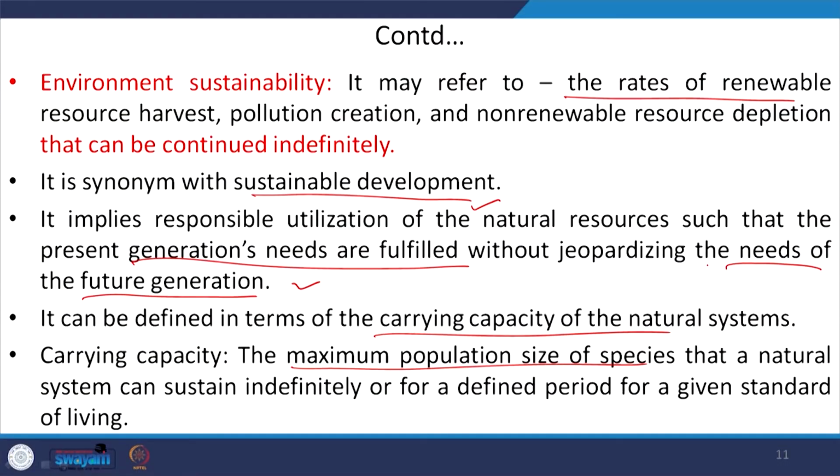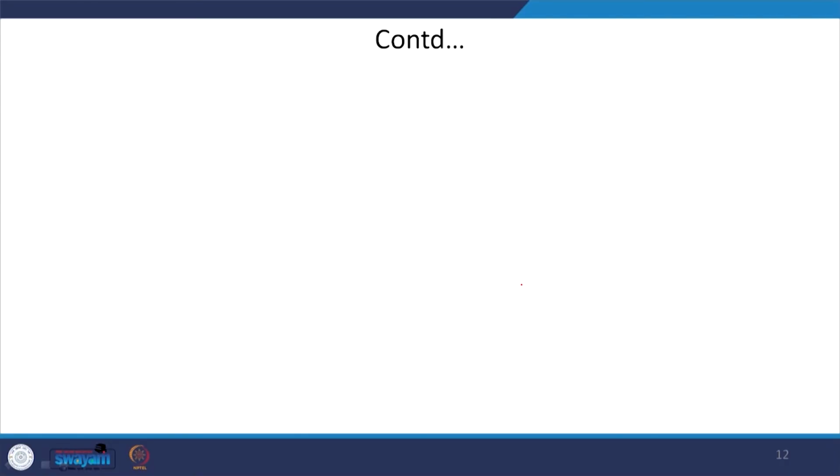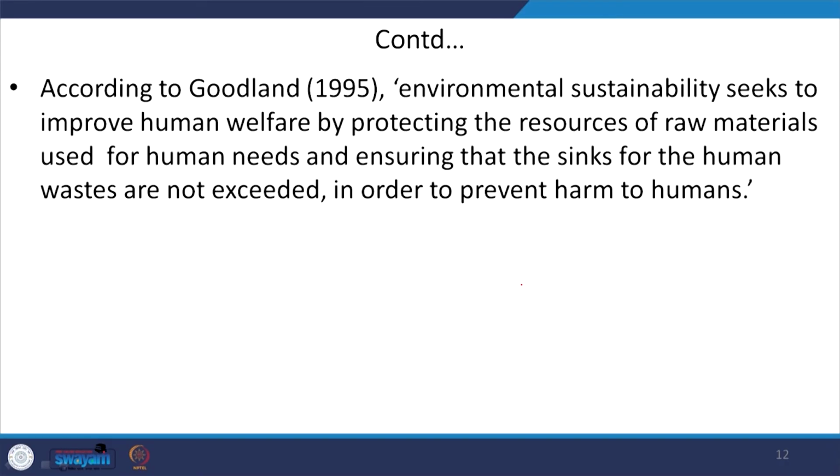So, that is why the first definition, which takes the needs of the present generation and the future generation as well, is the same thing as defining the carrying capacity. So, environmental sustainability can also be expressed in terms of this concept of the carrying capacity of the system itself. So, systematically we can now define environmental sustainability: environmental sustainability seeks to improve human welfare by protecting the resources of raw materials used for human needs and ensuring that the sinks for human waste are not exceeded in order to prevent harm to humans.